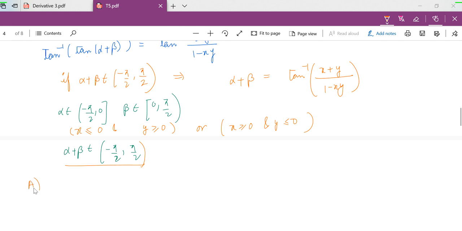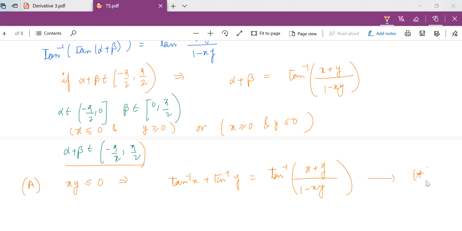Okay, so number point A, if the product xy is less than or equal to 0, it's simple, right? That tan inverse x plus tan inverse y, okay, that means your alpha plus beta is this. Okay, tan inverse, it takes time to write this. Yeah, okay, so this. Okay, let's call this some star holds.